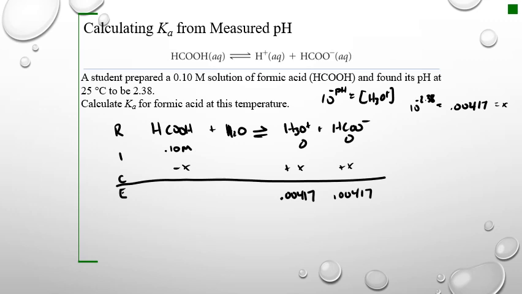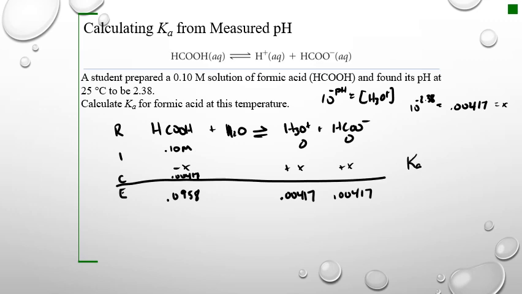So if I take and subtract off the 0.00417 from my 0.1 initially, that gives me 0.0958 as my concentration of the HCOOH. In this case, because we already have the value, we can go ahead and plug it in to our expression.